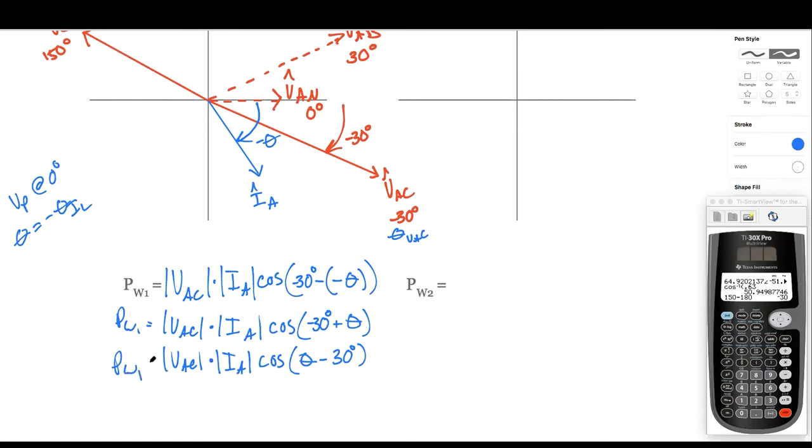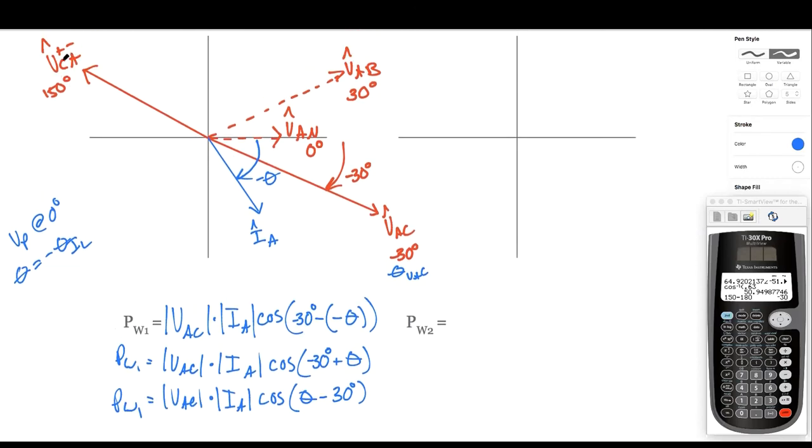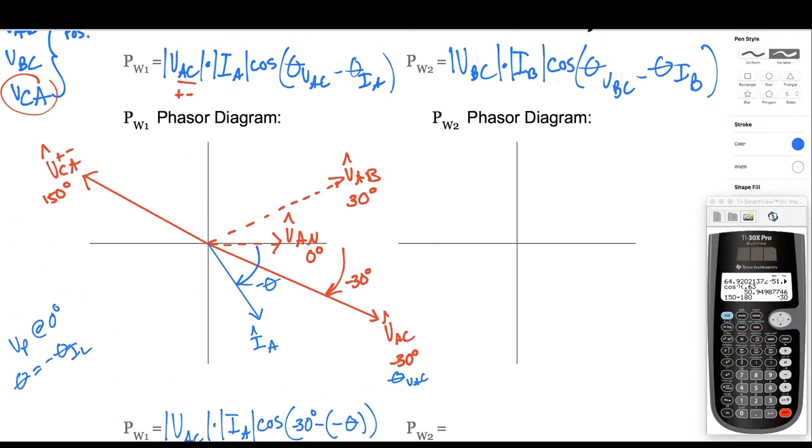All right, that's the first half. The second half is really easy because we don't have to rotate any phasors. So next one, VBC. We're going to use that same reference. Remember, we've got to use the same reference. It's the same system. Same reference of VA to neutral at 0 degrees. And we want to find the B line voltage.